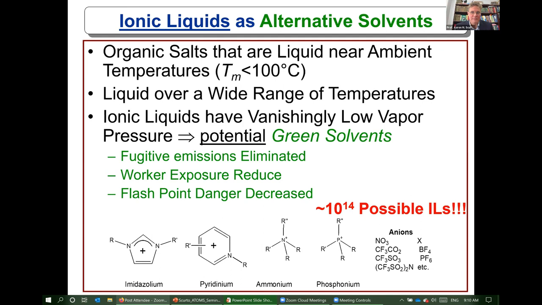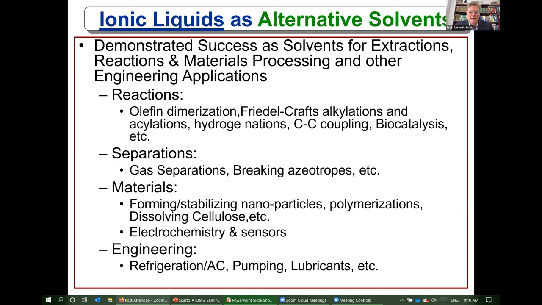So in the literature and in my group, we've already shown all sorts of different applications of ionic liquids. Within my group, we do some things in homogeneous catalysis in ionic liquids, obviously separations, looking at materials processing. We've done a good amount of work looking at using ionic liquids for cellulose and biomass processing. And I'll show some of the applications in engineering and power-type production for ionic liquids.